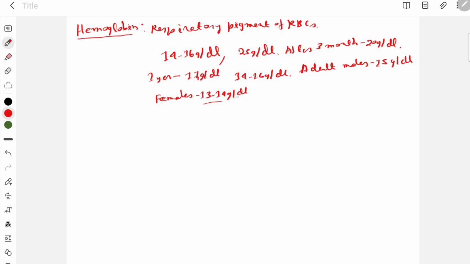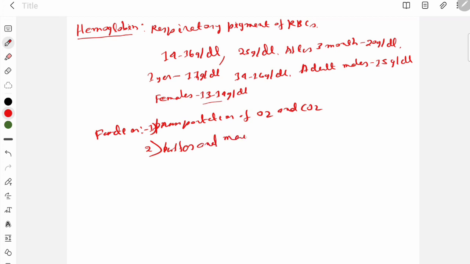Now, functions of hemoglobin. The 2 basic functions are transportation of respiratory gases, such as oxygen and carbon dioxide, and it acts as a buffer and maintains acid base balance. It is also a source of bilirubin.